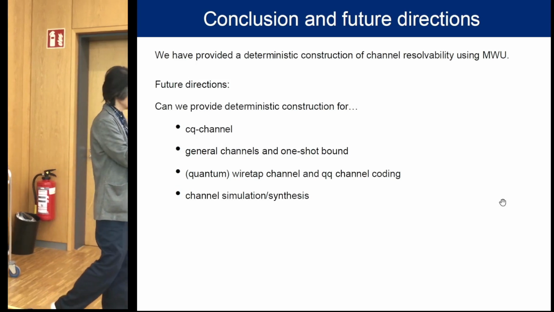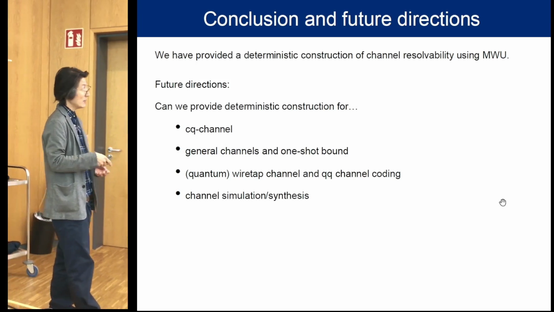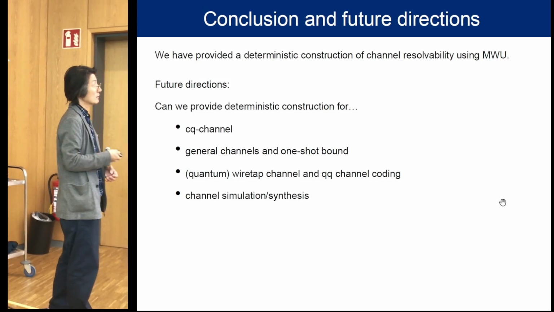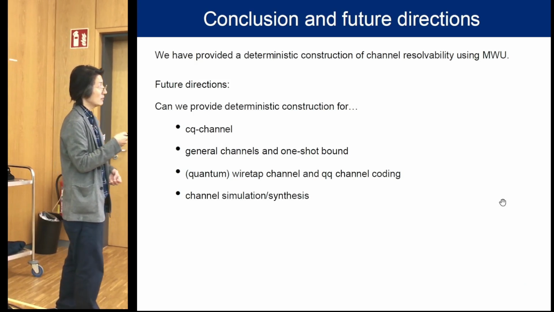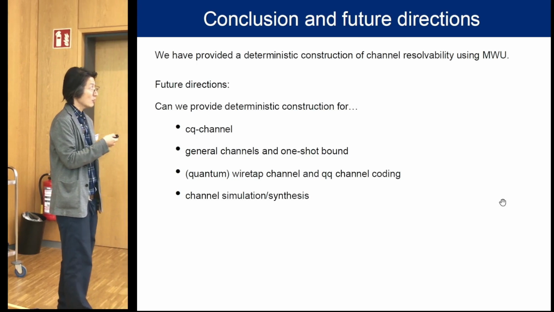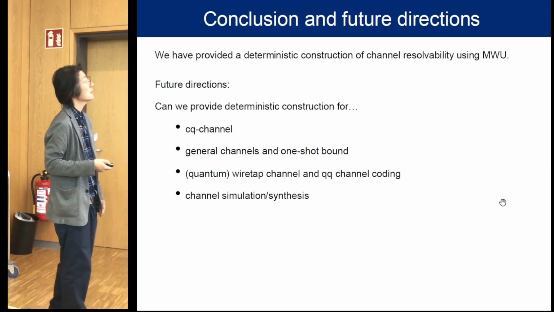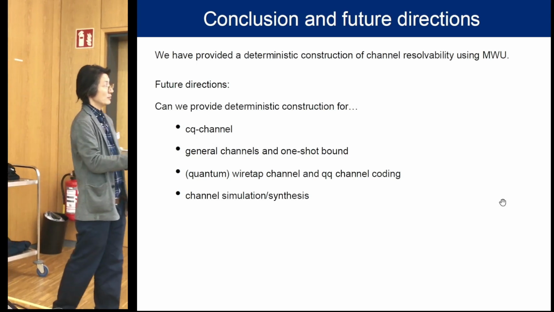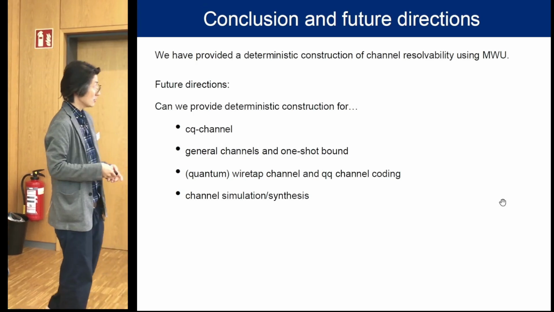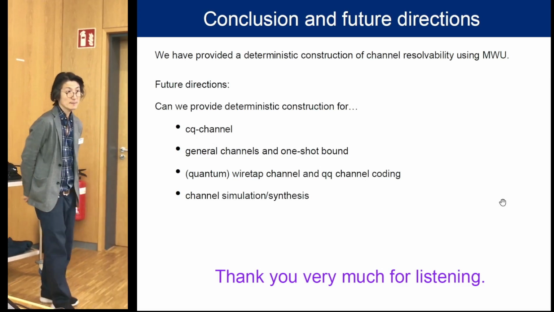And also, a very important thing is the smoothing part. We rely on a typical set argument, and it is not one-shot, so it is very important to derive a nice one-shot bound that can be applied for general channels. And also another interesting direction will be construction of wiretap channel coding. And also if we can construct quantum wiretap channel coding, maybe that can be used to construct quantum channel coding. And also we can consider channel simulation, channel synthesis, etc. Thank you very much for listening.